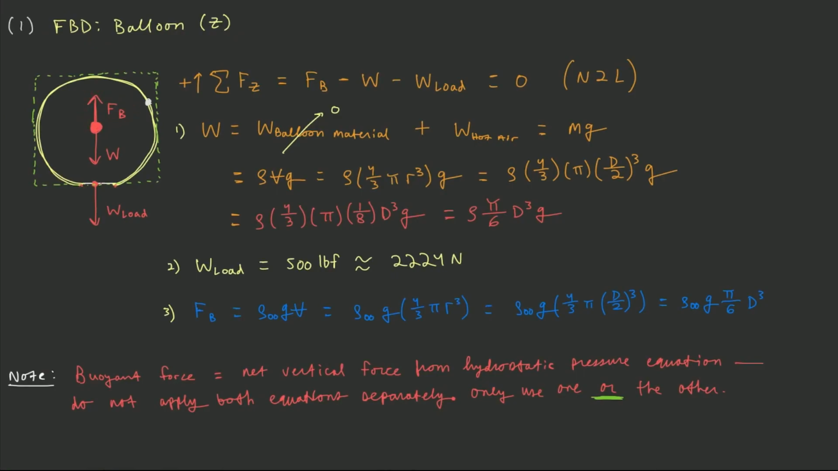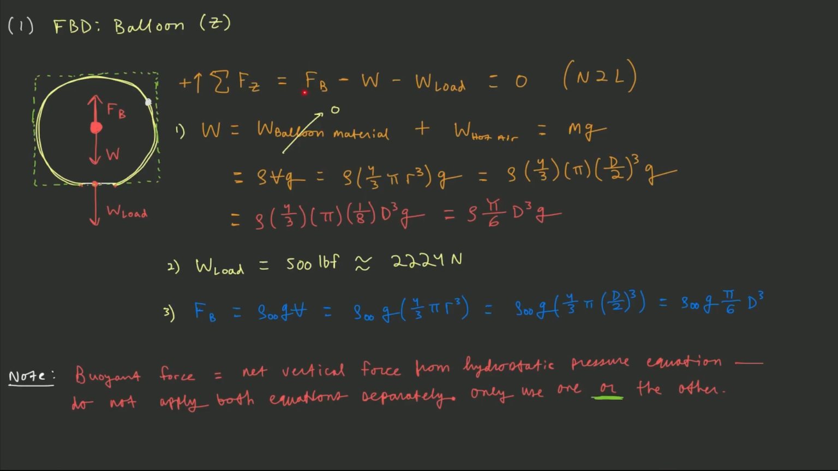We have the buoyant force acting on the balloon, we have the weight of the balloon and the hot air within the balloon, and we have the weight of the load acting on the balloon itself. So if we do our Newton's second law in Z, positive up, then we can just see that we have F_B minus W_load is equal to 0, because again, we have a static system, there's no movement yet.